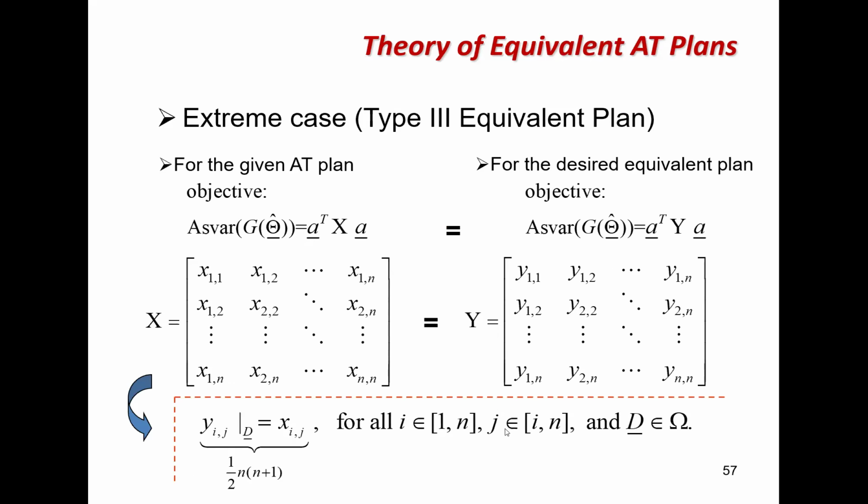Now another one is a more extreme case. Of course, the two objective functions are the same if the X matrix and Y matrix are exactly the same. That is the most extreme case. If the X matrix and Y matrix are exactly the same, of course these two objective functions should be the same. Of course, we need to solve a number of nonlinear equations, which depends on the size of the variance covariance matrix. If n is the size of the matrix, you need to solve one half n times n plus one nonlinear equations in order to determine the equivalent testing plan for this type. I'll call this the type 3 equivalent plan.